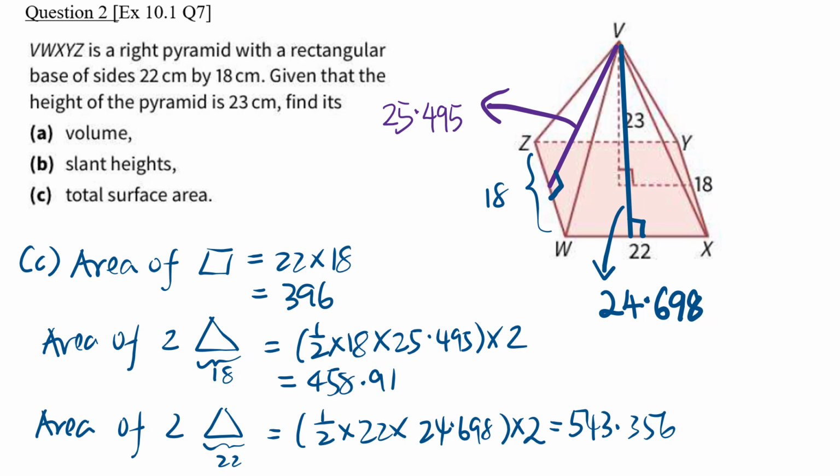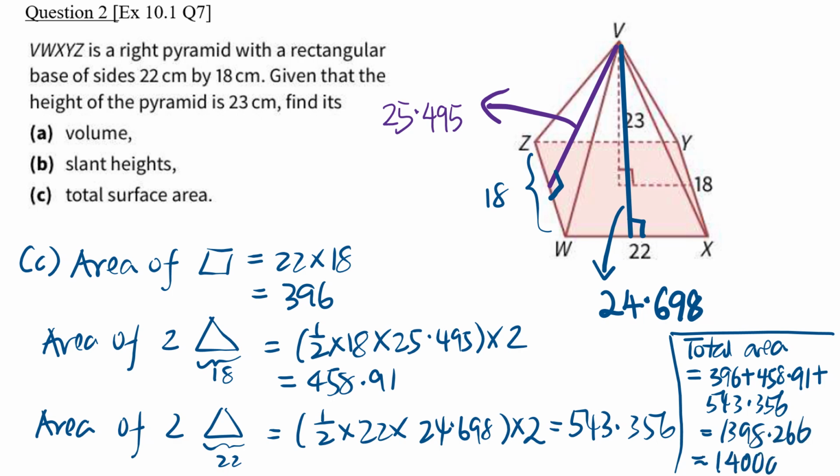For total surface area, you add up these three numbers. That will give you 1398.266. To put it to three significant figures, you look at the fourth digit: first, second, third, fourth. The fourth is the number 8. 8 is more than 5, so we carry 1 to 9, and that becomes 0, and then carry 1 to 3, so that becomes 1400 centimeters squared.